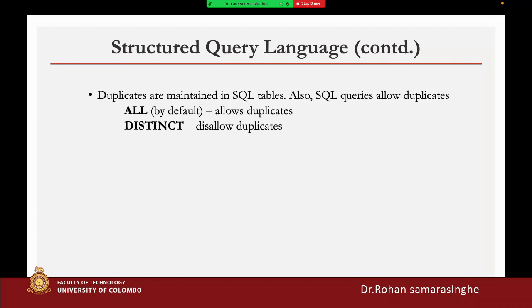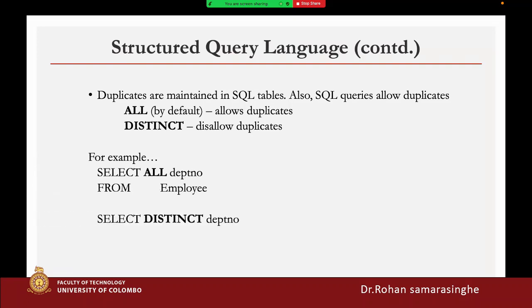Disallow the duplicates. For example, select all department numbers from employee. In such case, you can get all these department numbers regardless of duplicates, as shown previously.